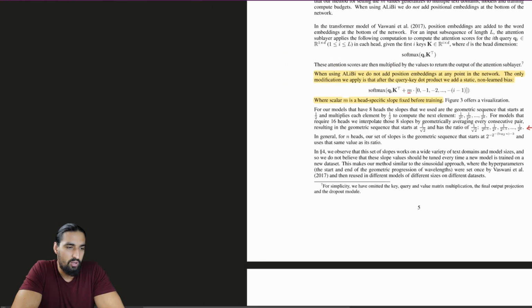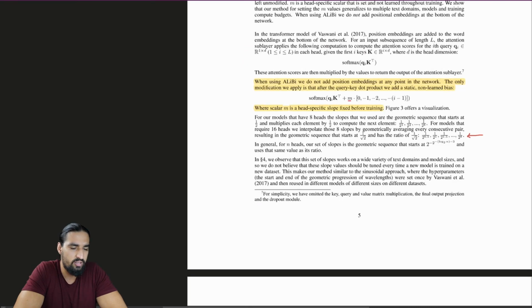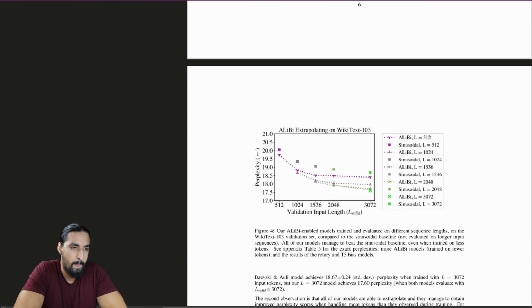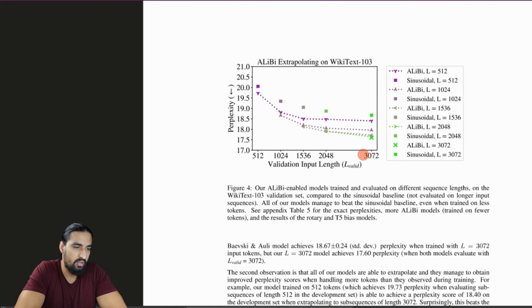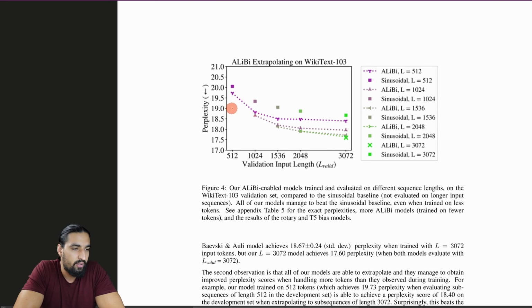Okay, I think you got an idea of how this thing works. Now let's finally see the results. They first tested on this Wikitext 103 dataset. We can see here that the ALiBi model trained on 512 has lower perplexity than the sinusoidal model trained on the same input length. But the funny thing is, as you're increasing the input length, the validation sequence length, it still has better perplexity compared to those models that were actually trained on that very same input sequence length.